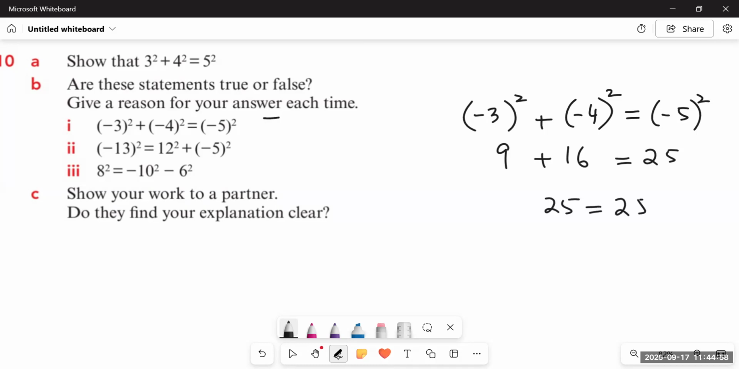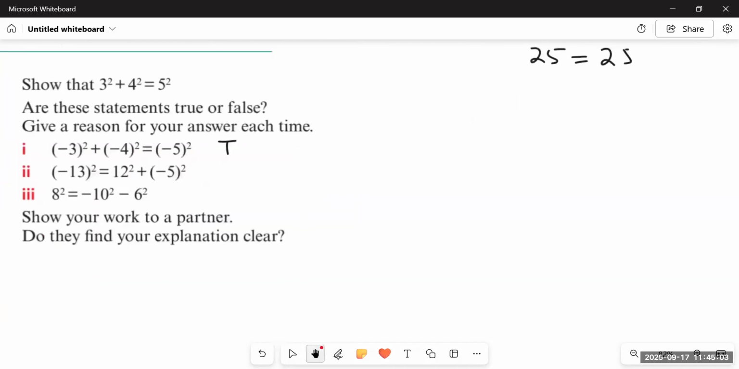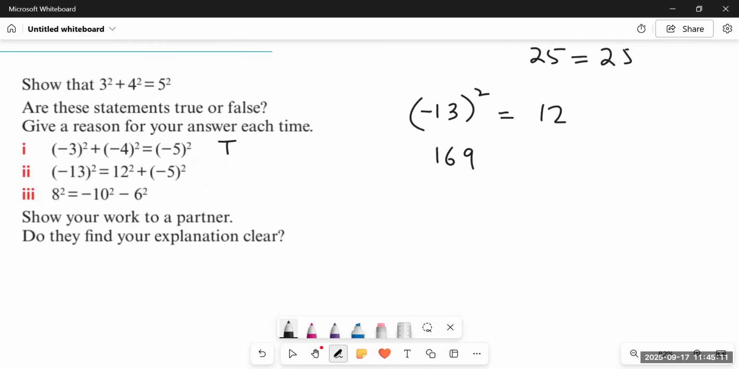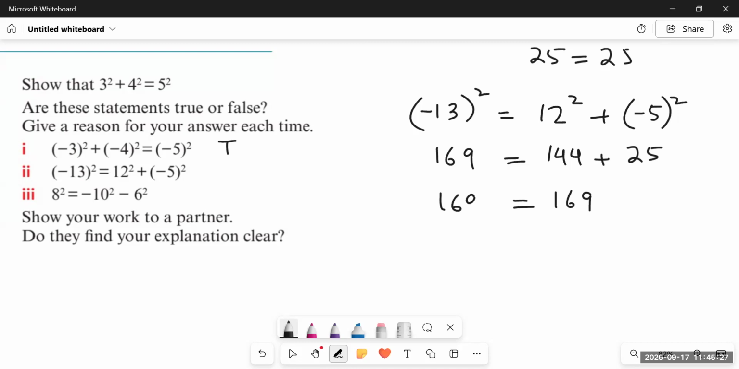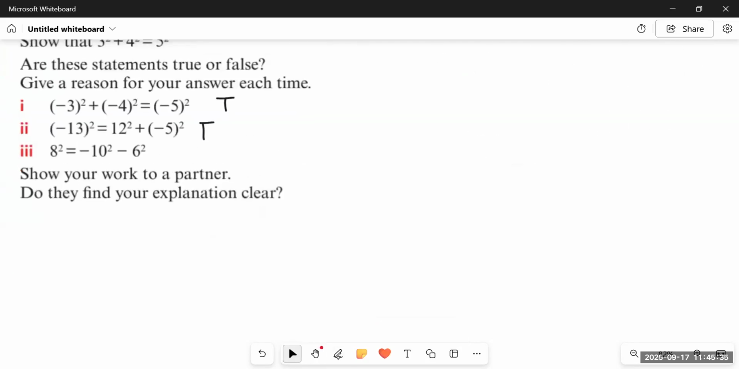Let's talk about statement number 2, where we have the square of -13. The square of -13 is positive 169. The square of 12 is 144. And the square of negative 5 is positive 25. Okay, so when we add 144 with 25, we get 169, the same answer as the square of -13. It means, yes, this statement is also true. The first two statements are true. Let's find out if the third statement is also true or not.